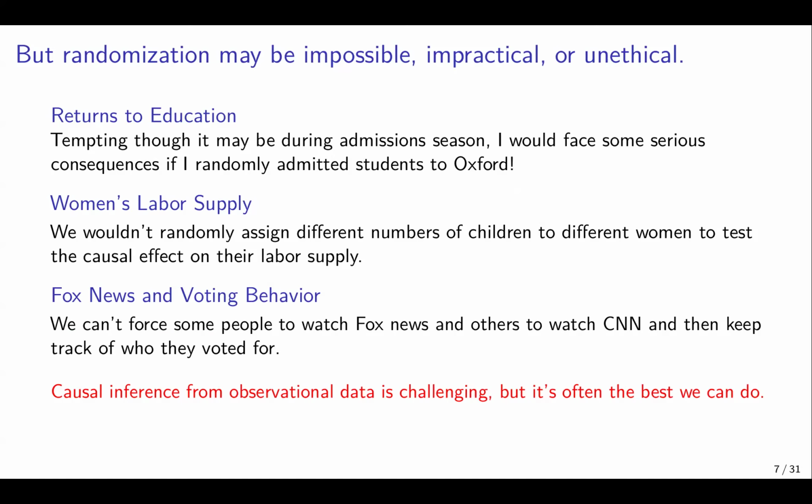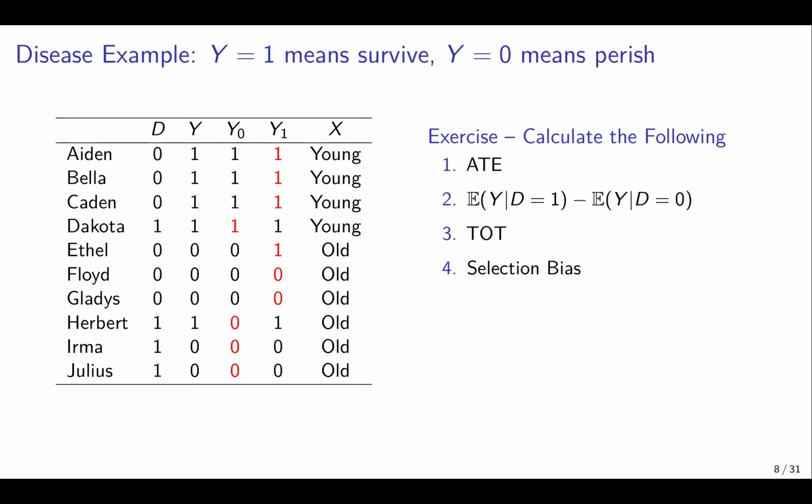So in this lecture, we're going to talk about one approach to trying to get causal inference from data that did not emerge from a randomized controlled experiment. And here is a simple, concrete example. Let's imagine that there is a disease that is sometimes fatal. The outcome, Y, is whether you survive or not. So Y equals 1 means you survive. Y equals 0 means that, unfortunately, you perish.